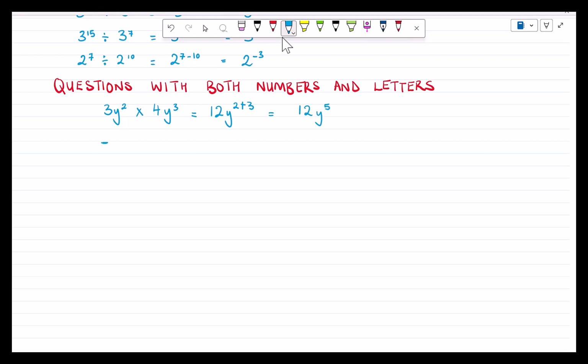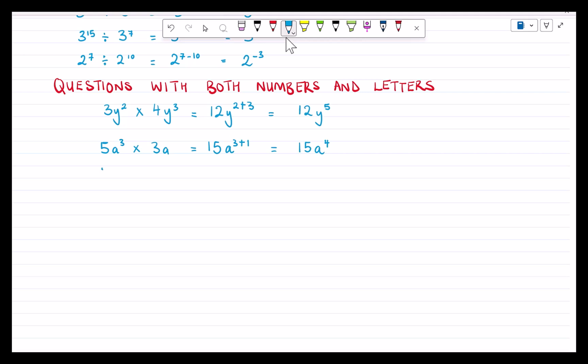And then if we have 5a to the power of 3 multiply 3a, we do the same thing. We start off by multiplying the numbers 5 and 3, and we get our answer as 15. And then we deal with the letters, which is a to the power of 3. And because we are multiplying, we're going to add the powers. If we have 3a and there is no number, it simply means this is a to the power of 1. So that would be 3 plus 1, which will give us 15a to the power of 4.